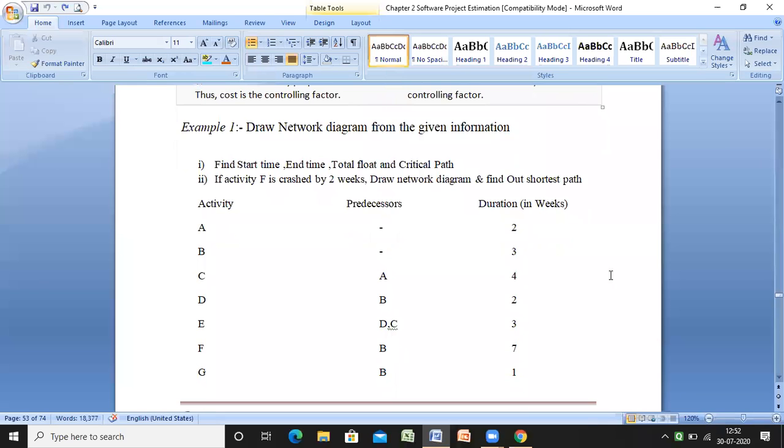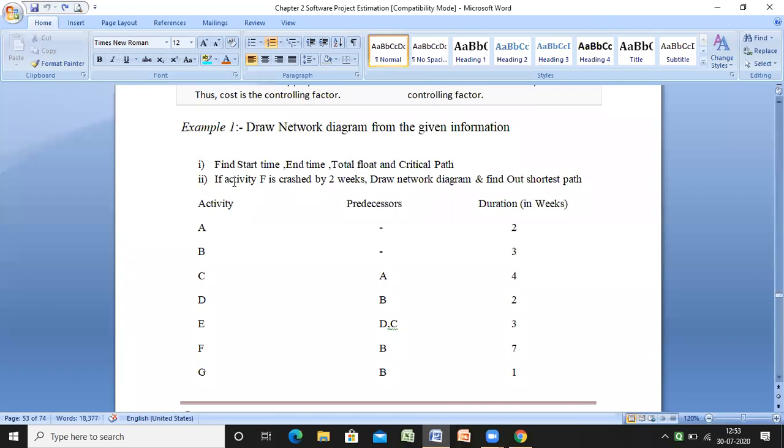At the time of the exam, the question related to PERT will be to draw a network diagram from the given information. They mention this kind of example: draw a network diagram from the given information. The conditions are that first you find the start time, end time, total float, and critical path. So first of all, you have to draw the network diagram. Then, with the help of the given information, find the start time, end time, total float, and critical path.